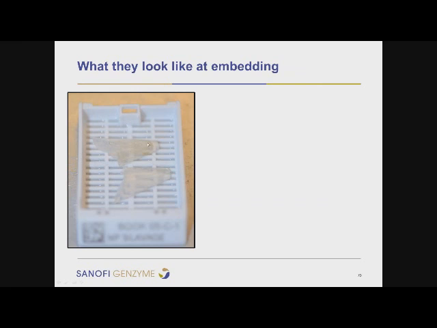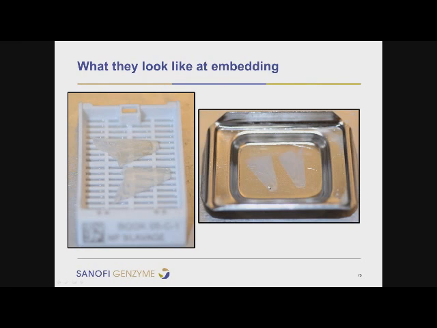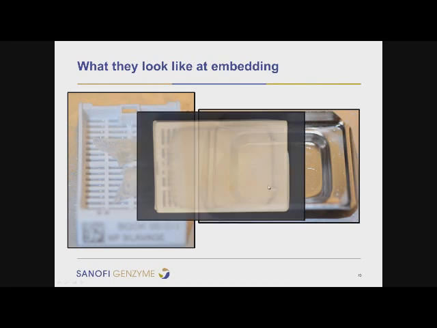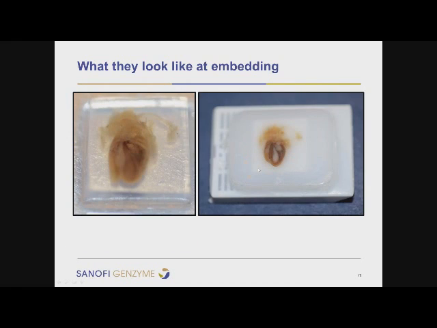Here is the bottom of a conical tube, and you can kind of see the cells in here after processing. This is what they look like when we go to embed them. And here's a block, and you can faintly see and make out the bottom, the triangle here, but also faintly see the cells.